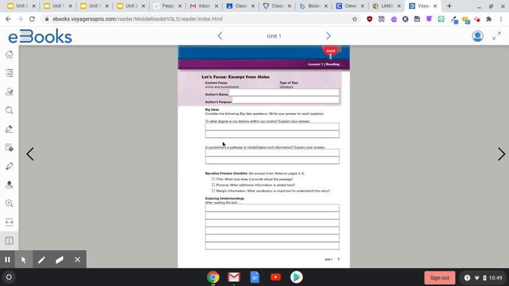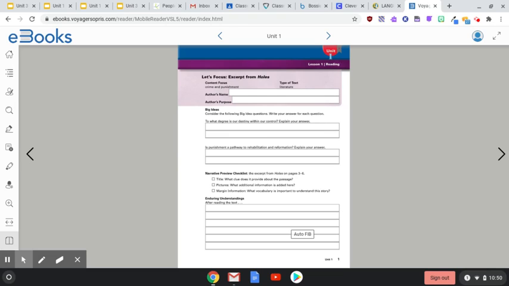So now I want you to look at the narrative preview checklist. We're going to look at the excerpt from Wholes on pages 3 through 6. Looking at the title, what clue does the title provide about the passage? For pictures, what additional information is added here? And for the margin information, what vocabulary is important to understand this story?